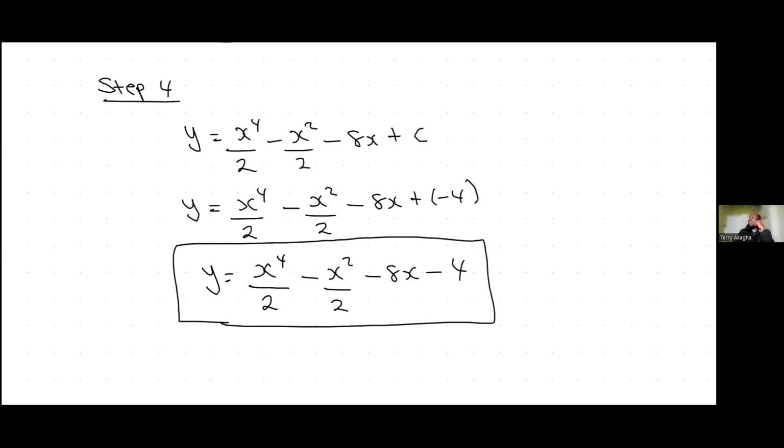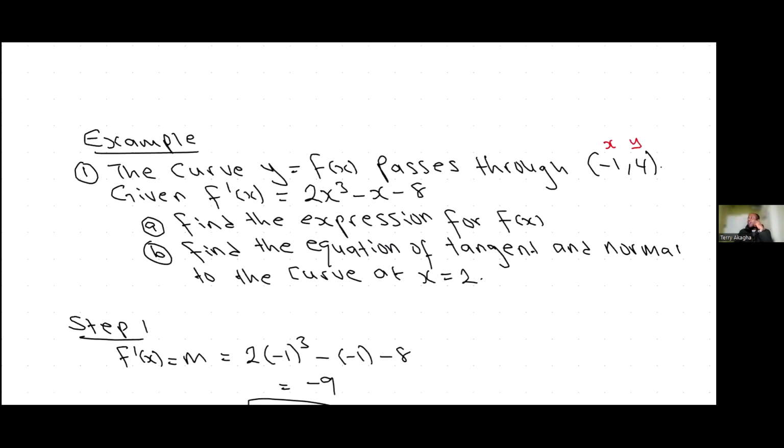So the question said find the expression of f of x. Our name for f of x is going to be y. So in some questions, they can ask you find the expression of f of x and the rest of it. Now, the next question said find the equation of the tangent and the equation of the normal at x is equal to 2. All right? So equation of the tangent and equation of the normal is easy.